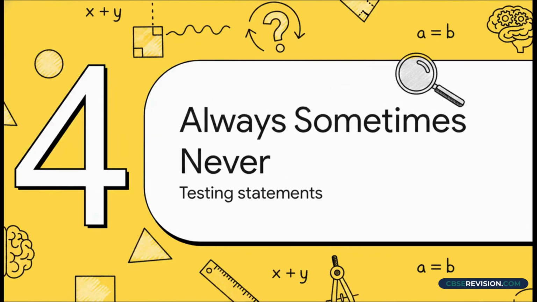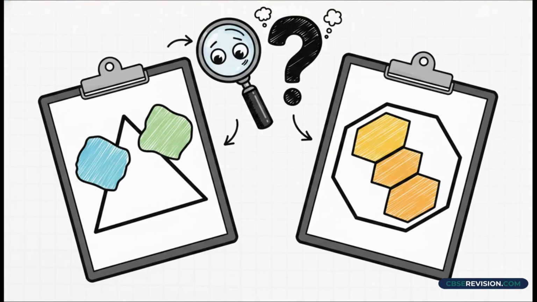That brings us to part 4, always, sometimes, or never. It's time for a quick test. I want you to listen to these 2 mathematical claims carefully. First statement, the sum of 2 even numbers is a multiple of 3. Second statement, if 8 exactly divides 2 numbers separately, it must exactly divide their sum. Take a second to guess the correct answer in your head before we reveal it.